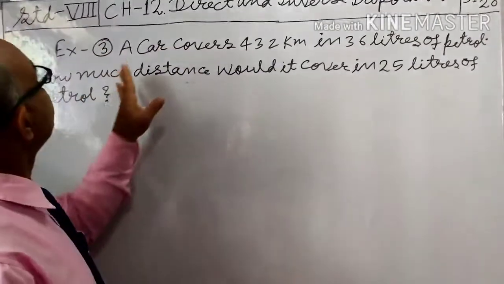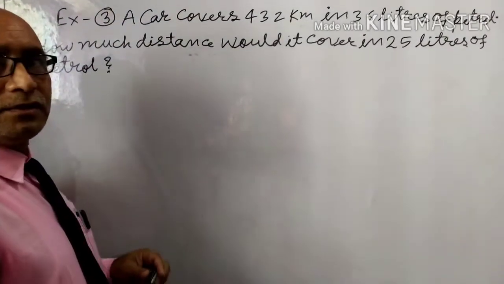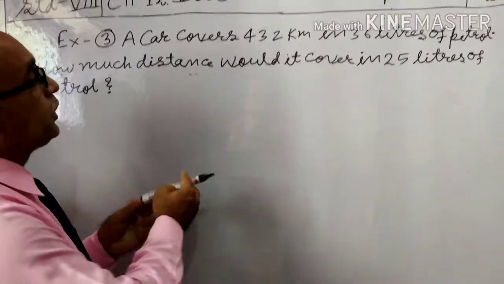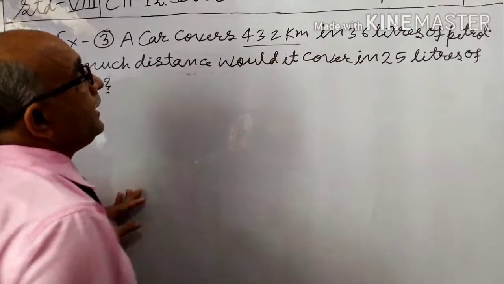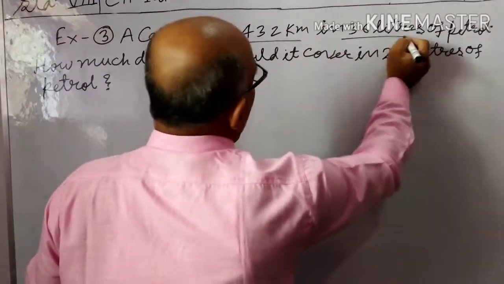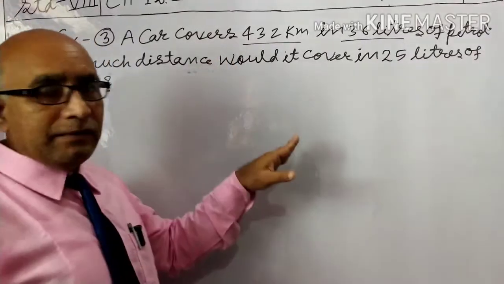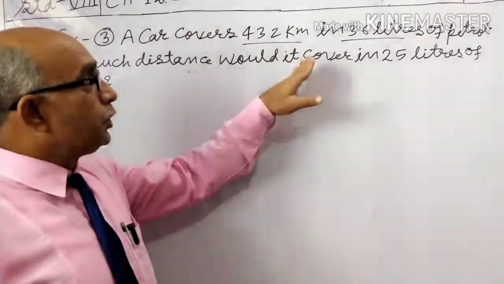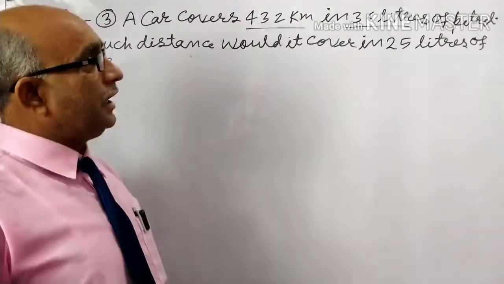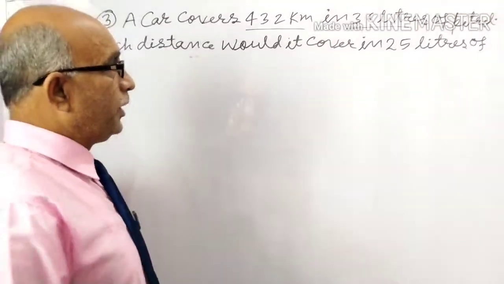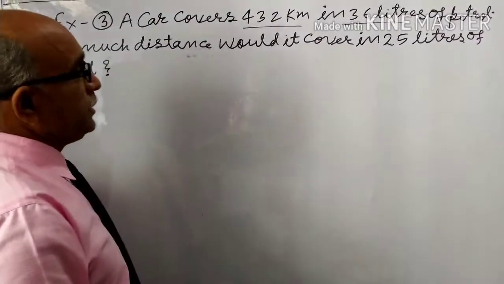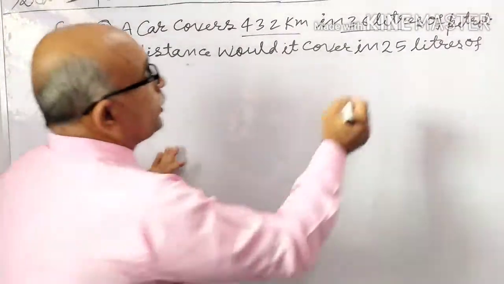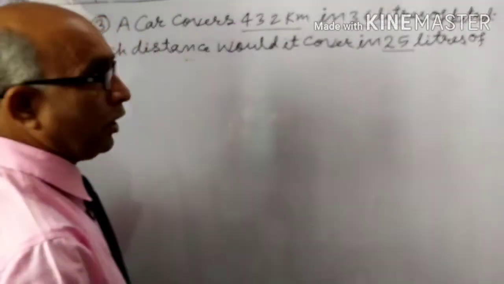Students, now I shall discuss some examples of exercise 12A. Example number 3. A car covers 432 kilometers in 36 liters of petrol. How much distance would it cover in 25 liters of petrol?